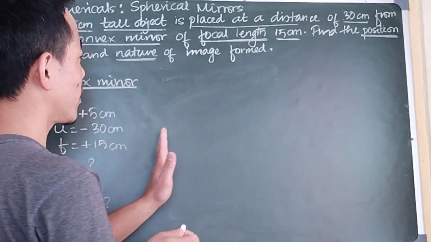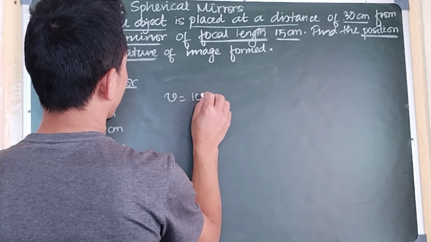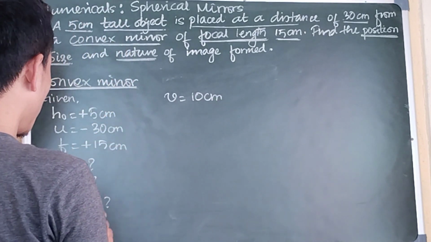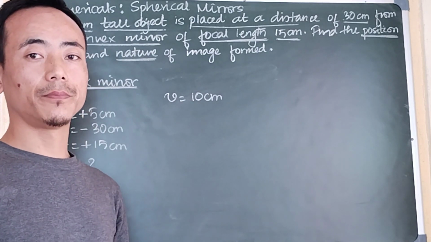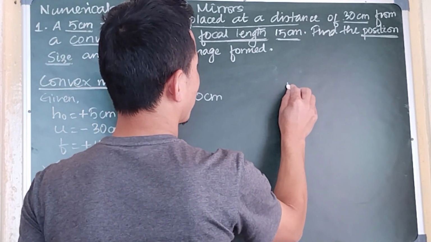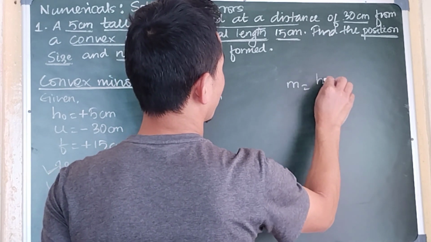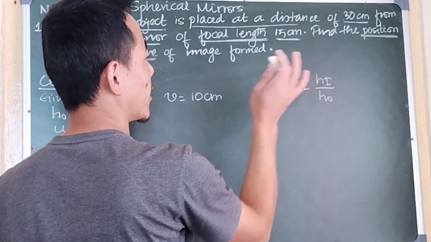Below, I don't have space, that's why I'm rubbing the board. So here we have obtained V is equal to 10 centimeter. Now we are going to find out HI. Now how can we find out HI? There are several formulas that we can use. M is equal to HI by HO is one formula from where we can calculate HI.